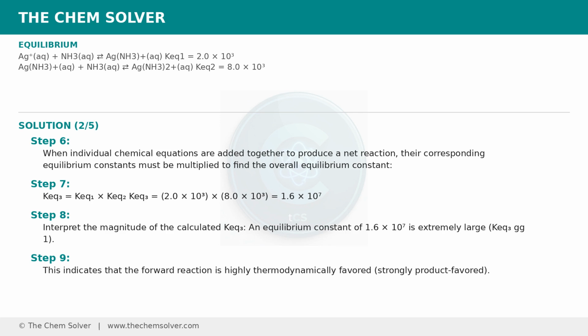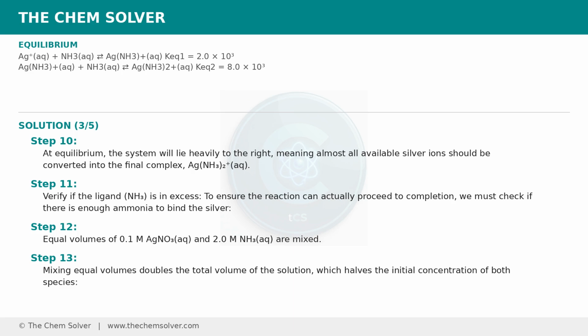Interpret the magnitude of the calculated K_eq3. An equilibrium constant of 1.6 times 10 to the power 7 is extremely large, K_eq3 is much greater than 1. This indicates that the forward reaction is highly thermodynamically favored, strongly product favored. At equilibrium, the system will lie heavily to the right, meaning almost all available silver ions should be converted into the final complex, Ag(NH₃)₂⁺.